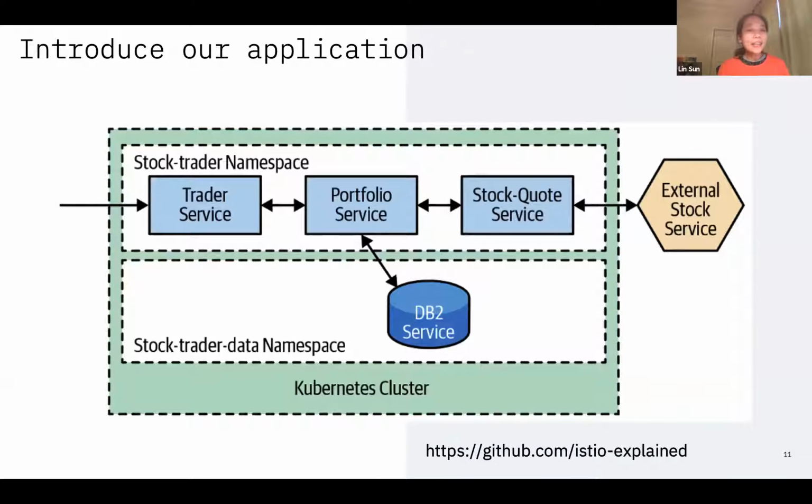So with that, I'd like to introduce our application. This is also the application I use in the book to help you make sense of Istio. Within the application, we have 3 microservices, all in the stock trader namespace. They are the trader service, portfolio service, and stock quote service. We also have a data namespace to host the DB2 services, and the stock quote service also talks to external services, mainly to get the live stock price for a given symbol, a given company you have.